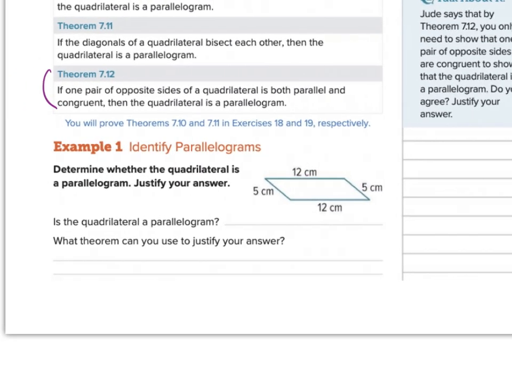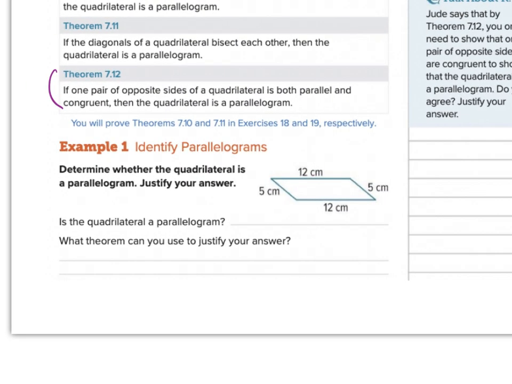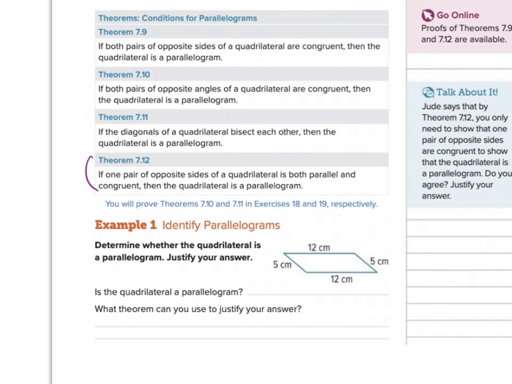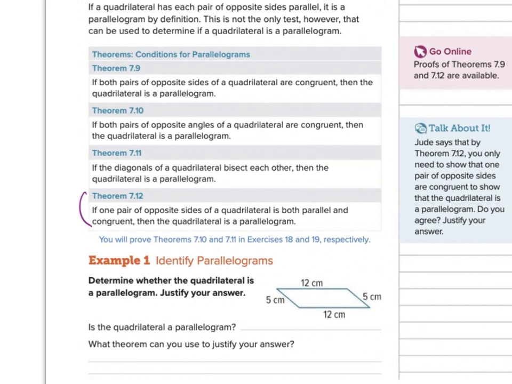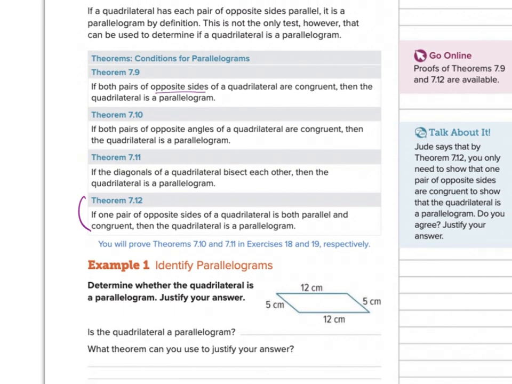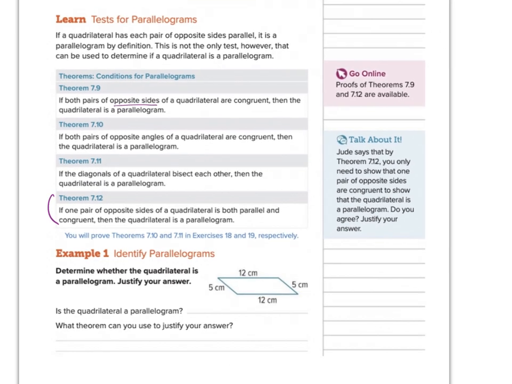But yeah, if we have one set of opposite sides that is parallel and congruent, then we have a parallelogram. So identifying, in this case, if I look at this, opposite sides are congruent. So I believe we have a parallelogram if opposite sides are congruent. So using 7, 9 there.